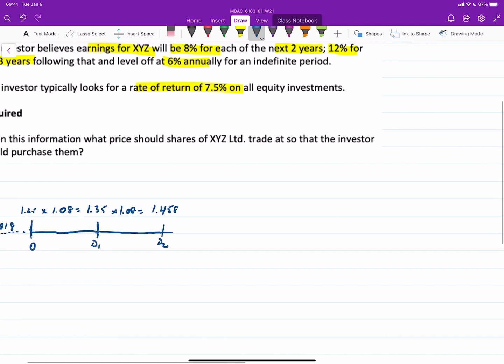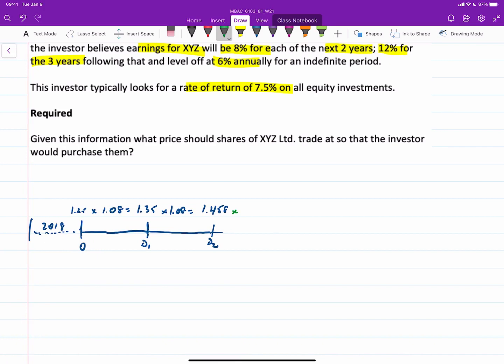Now, D3 is going to take D2 multiplied times 1.12, and that's going to give you a value of 1.633. We multiply that again by 1.12 to give you a value for D4 of 1.8289. And then once more to get D5 times 1.12 is 2.0484. So that's the value at D5.